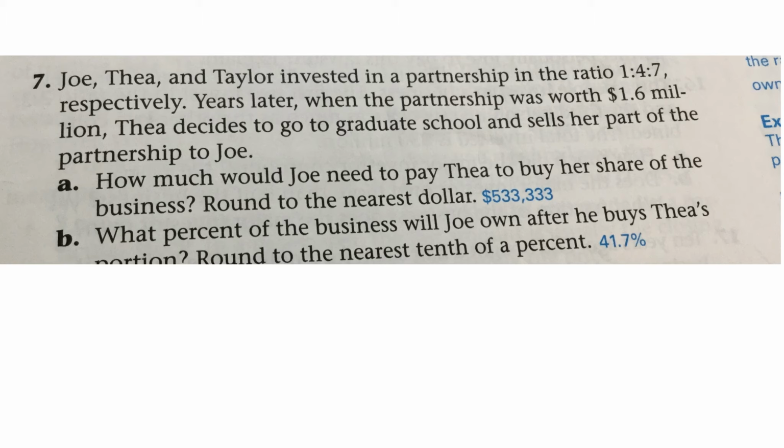Okay, so they're in a 1:4:7 ratio. So we would do 1x. You would add all of them. So most of the time, you add up all the ratios.